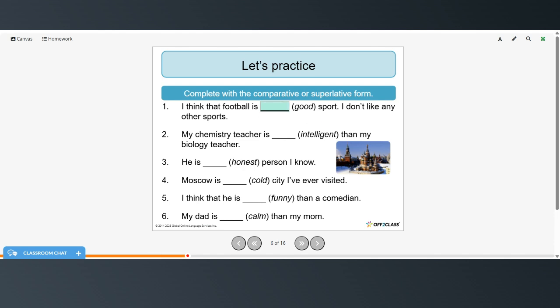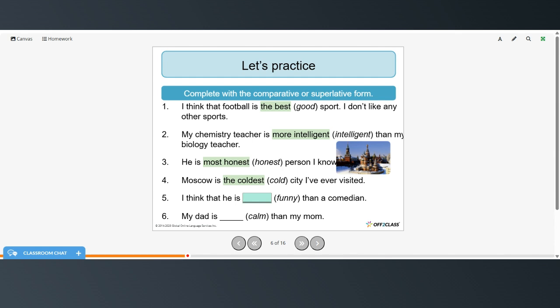So I think football is the best sport. I don't like any other sports. My chemistry teacher is more intelligent than my biology teacher. He is the most honest person I know. Moscow is the coldest city I have ever visited. I think that he is funnier than a comedian. My dad is calmer than my mom.